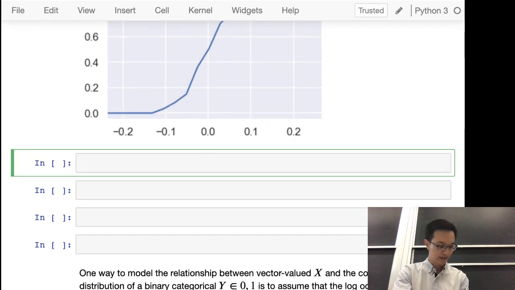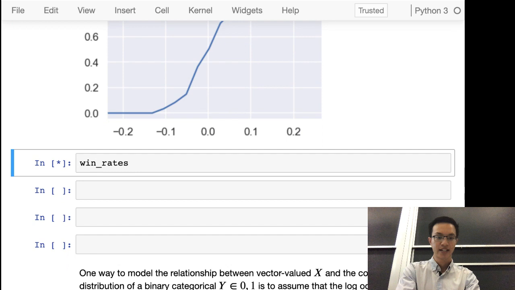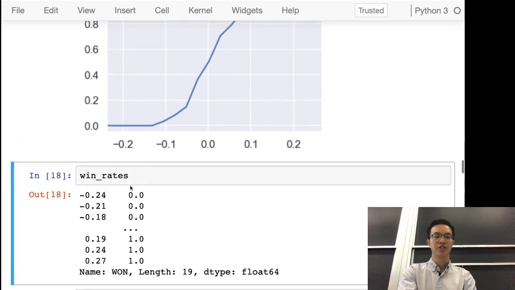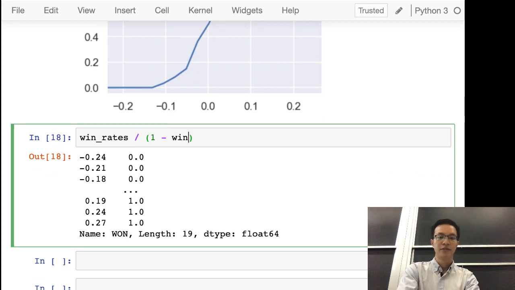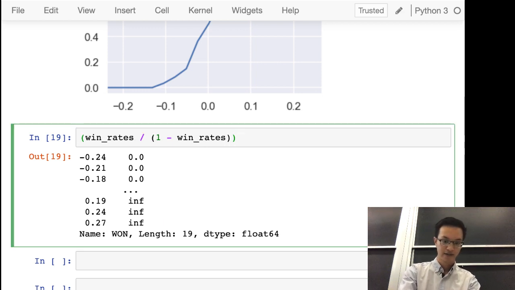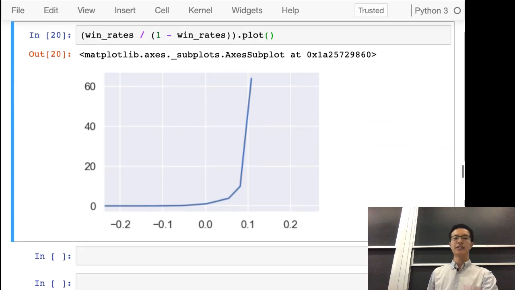So here is something that's also interesting. Here I have the win rate series, which has the win rates for every single bin that I have on the x-axis here. So it goes from 0 to 1. If I divide by 1 minus the win rate, this is what we call the odds. This is the probability that A happens divided by the probability that A doesn't happen. So this is the odds ratio, not the log odds, sorry. There they are. And if I plot this, we get a plot that looks like this.